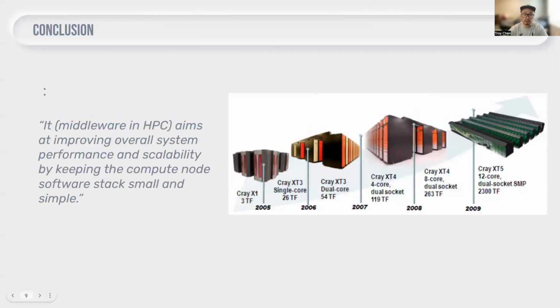The conclusion from the authors. It aims at improving overall system performance and scalability by keeping the compute node software stack small and simple.